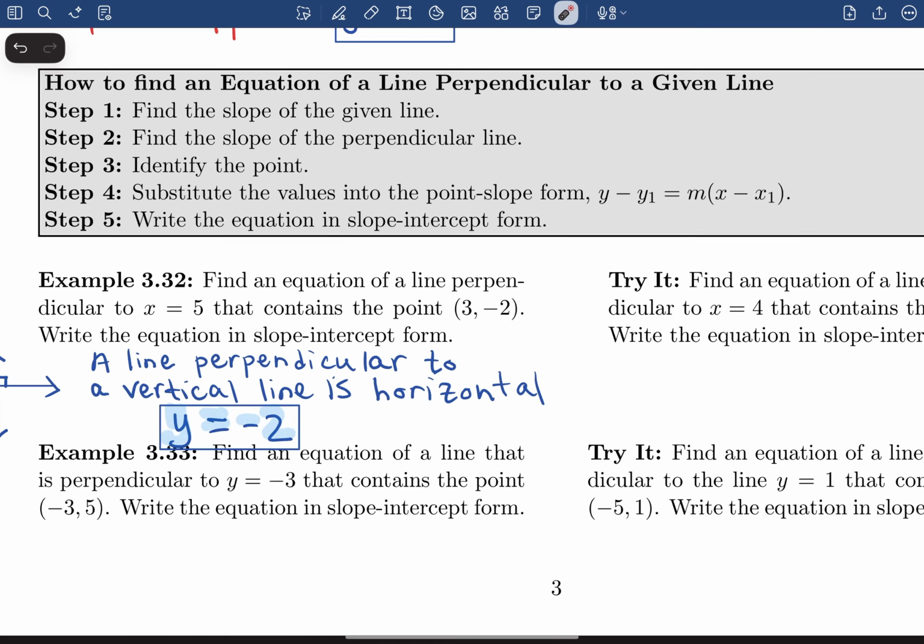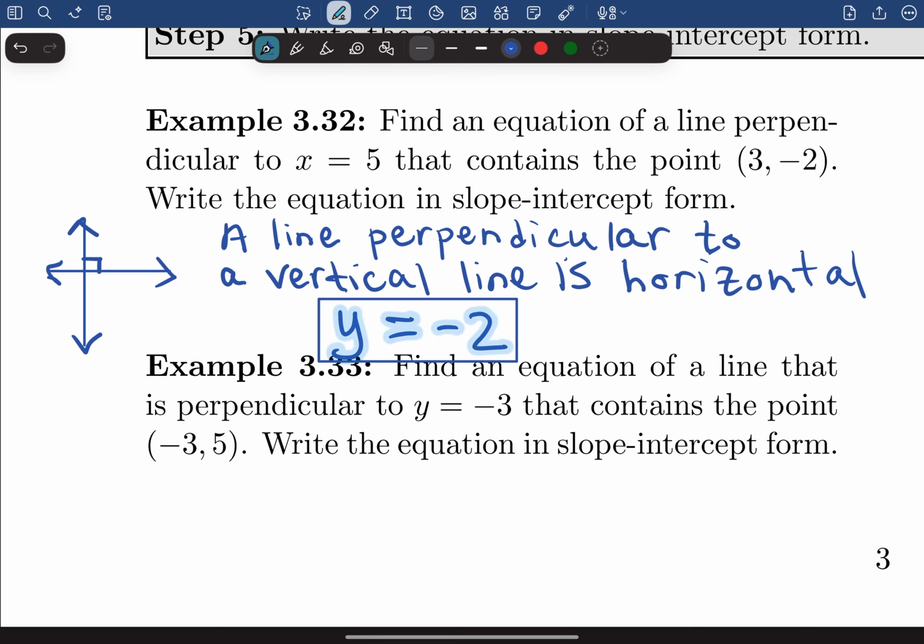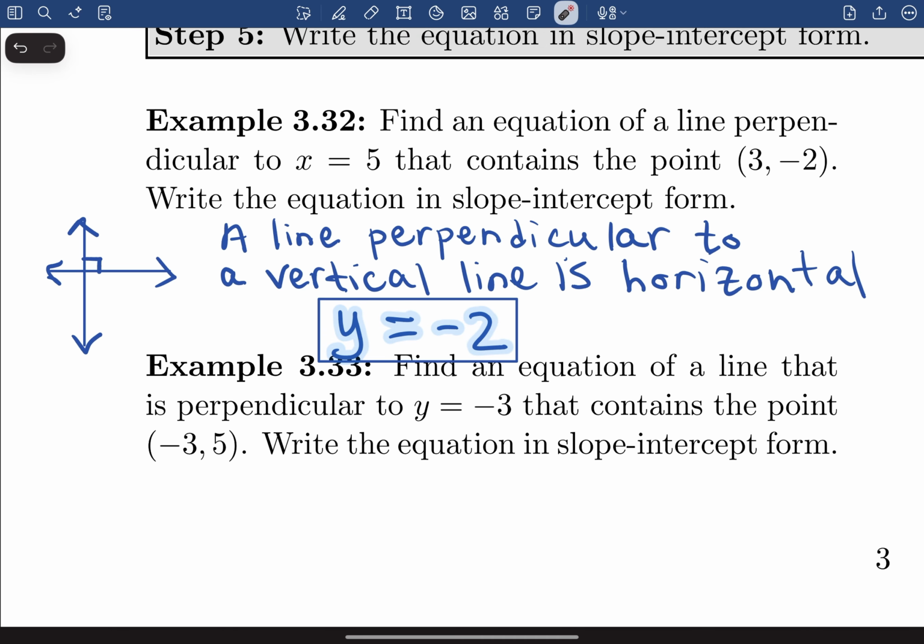Now, let's go ahead and look at example 3.33 to finish today. Find an equation of a line that is perpendicular to y equals negative 3 that contains the point negative 3 comma 5. Write the equation in slope-intercept form. Great. So I've got this line, y equals -3. Now that's a horizontal line.